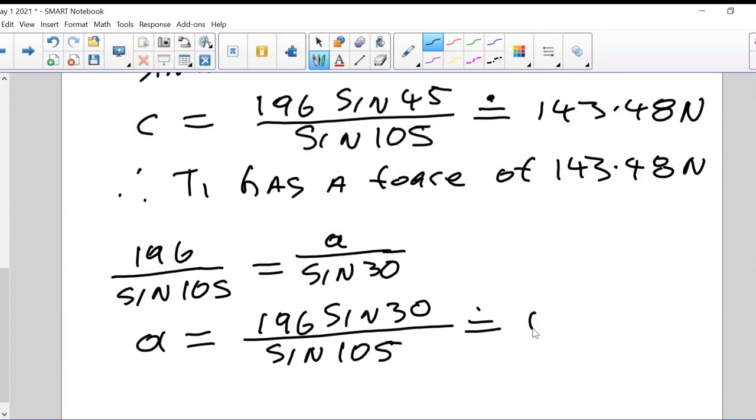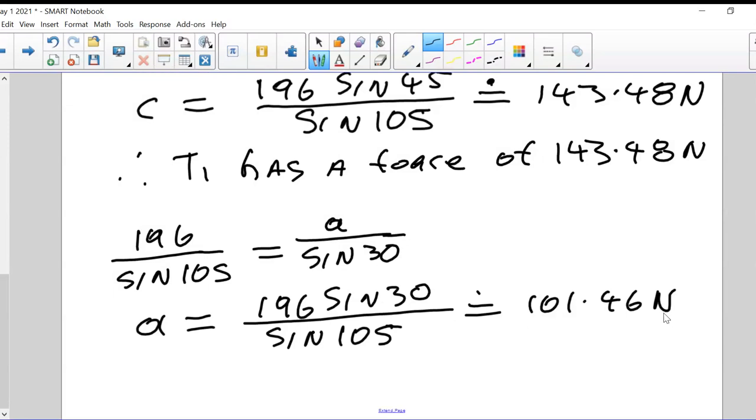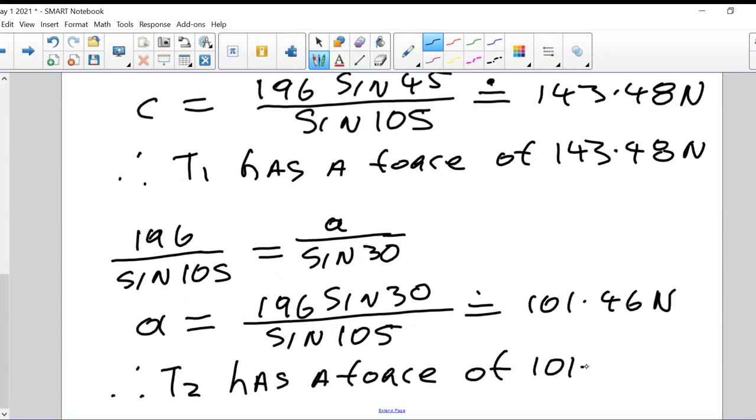101.46 newtons. 101.5. I'm putting that down confidently, assuming that everybody else is getting the same. Okay, perfect. So I'm going to go ahead and say that therefore T2 has a force of 101.46 newtons. All right. Thank you, Adam, and thank you, Carly and Jordan and Tom, Leo and Sarah and Kushi. Really appreciate all of you chiming in on that.